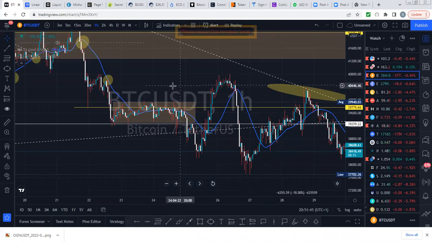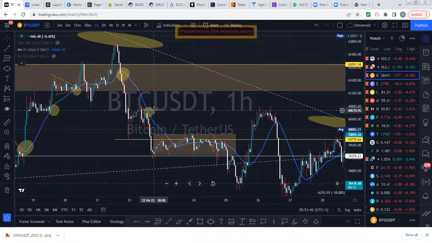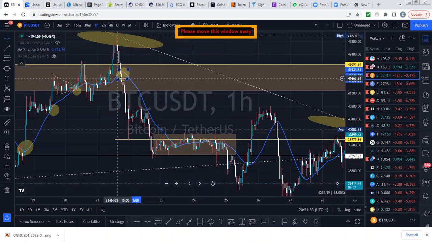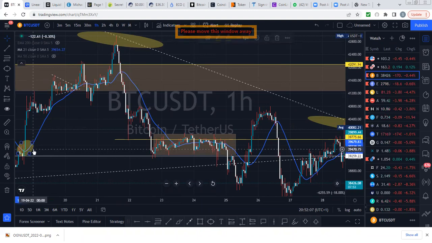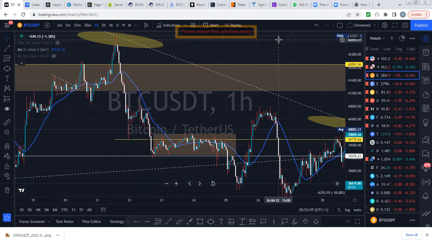Then if you are a long-term trader, like a swing trader or position trader, you look for higher-day moving averages. Higher-day moving averages. All right.